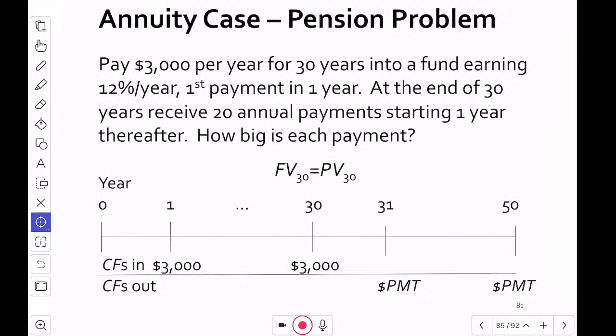All right, so what about this case? A pension problem. $3,000 per year are deposited every year at the end of the year for 30 years. You're guaranteed 12% per year return, which is very high, but in fact, and we will talk about it, if you look at returns on the stock market, so you think of this as maybe a 401k, on average, the return is about 11%.